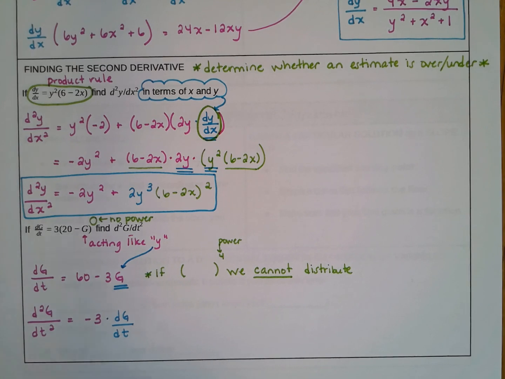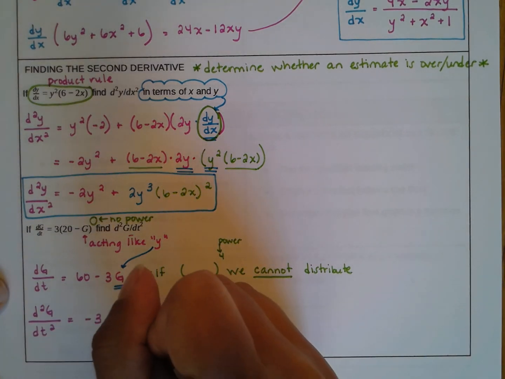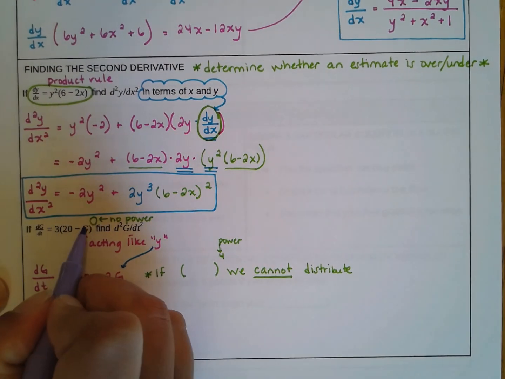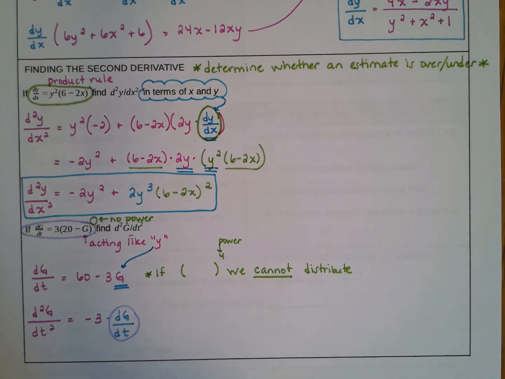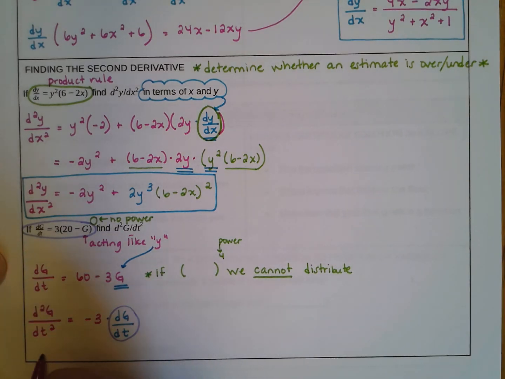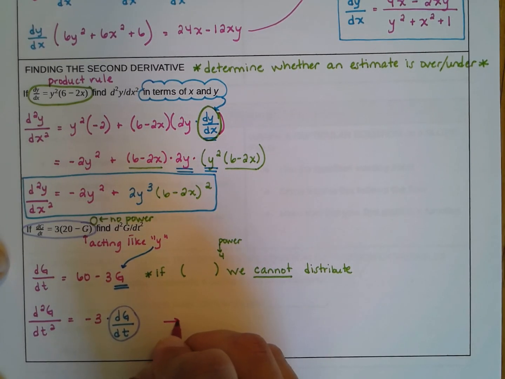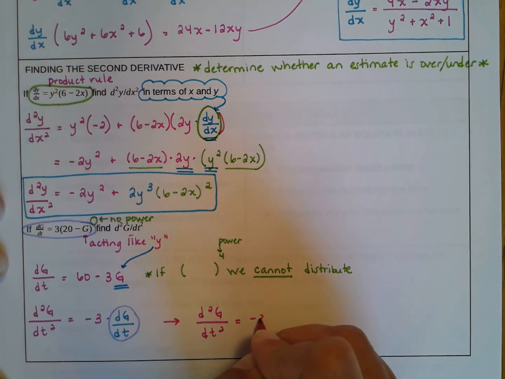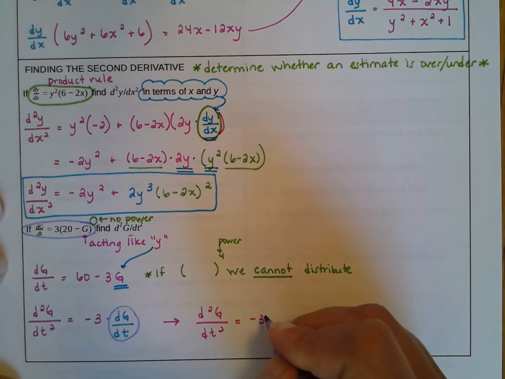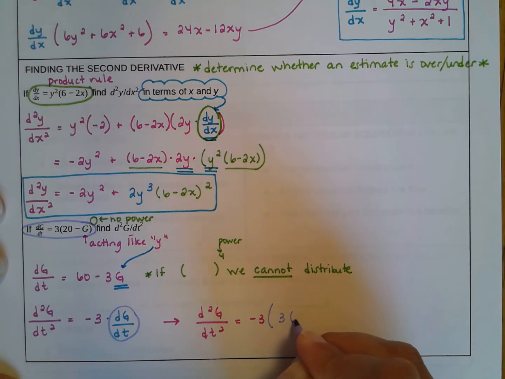Now, just like in our previous problem, we're going to need to replace the dg over dt with what we know is the equation for dg over dt. So I'm just going to go ahead and plug that in, which means I get that my second derivative, d squared g over dt squared, is equal to negative 3 times 3 parentheses 20 minus g.